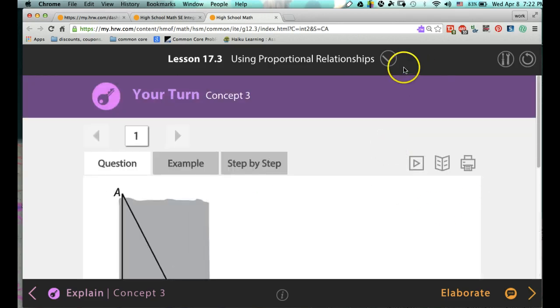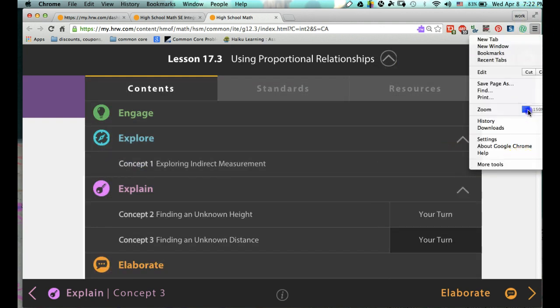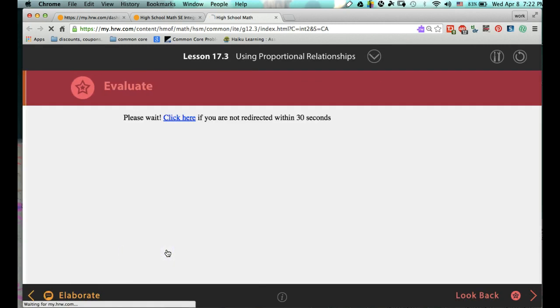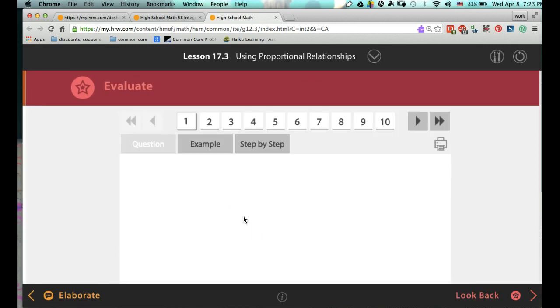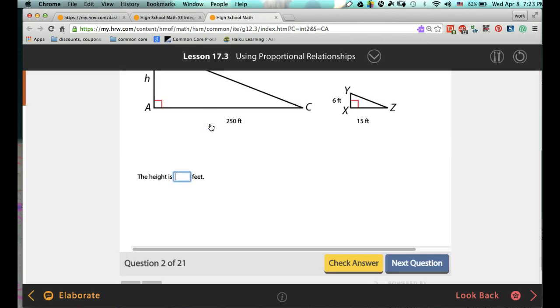So now here's the best part. Where do all my test questions come from? Yes, the Evaluate section. So what I want you to do is go into the Evaluate section and look at question number 1. Finding distances using similar triangles is called what? Indirect measurement. So I told you, that's why I told you to highlight that part.